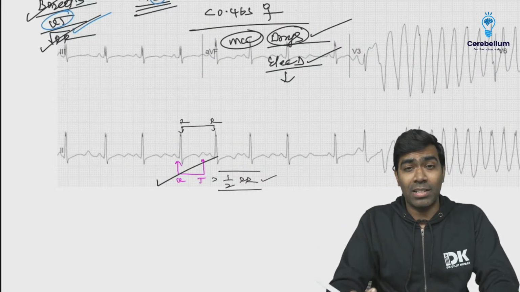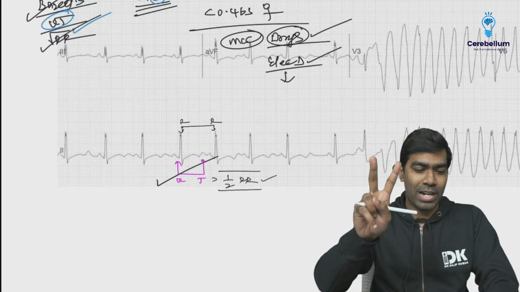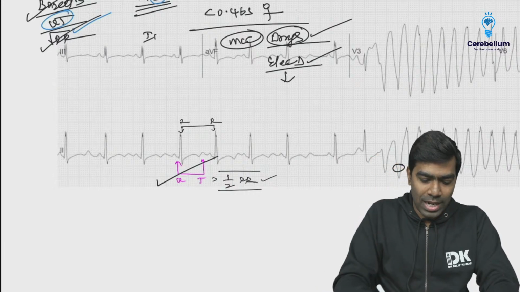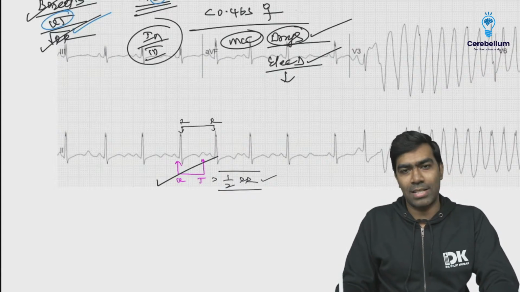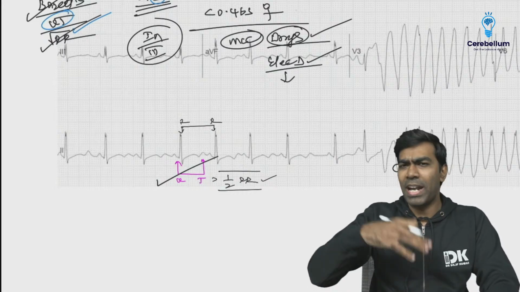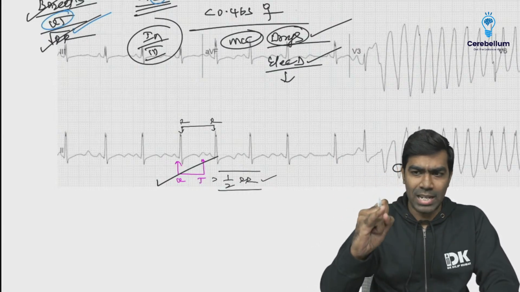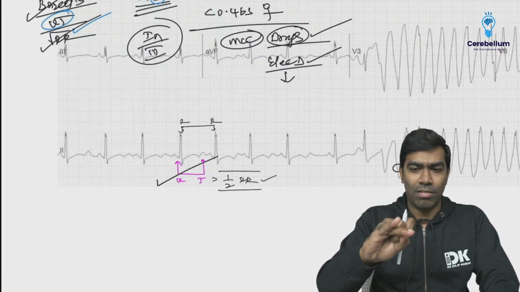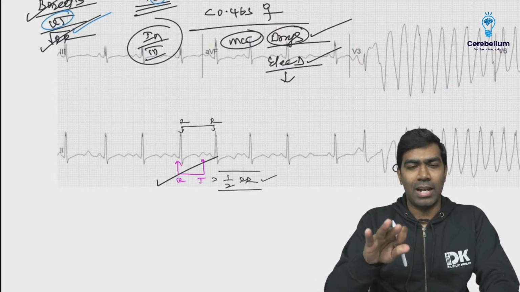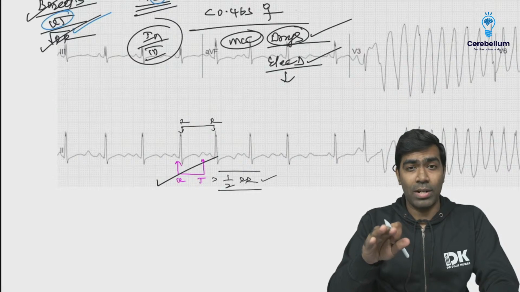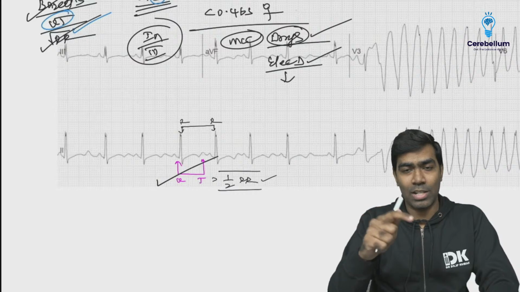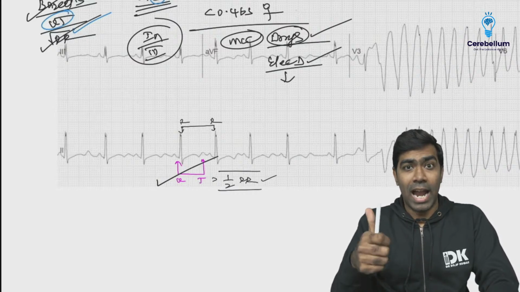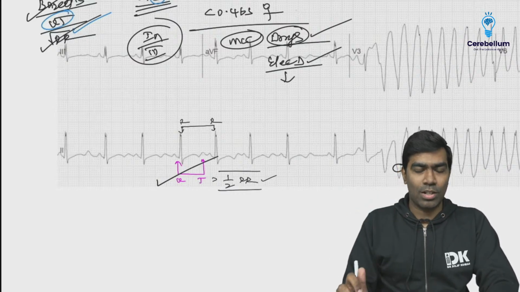And antiarrhythmic drugs can cause long QT. There are two classes of antiarrhythmic drugs that cause long QT: class 1A and class 3. There are plenty of drugs. Some of the important ones are antibiotics, antifungals like azoles, anti-tubercular drugs like bedaquiline, antiarrhythmic drugs like class 1A and class 3, and antihistaminics and antipsychotics. These are the drugs that cause long QT.